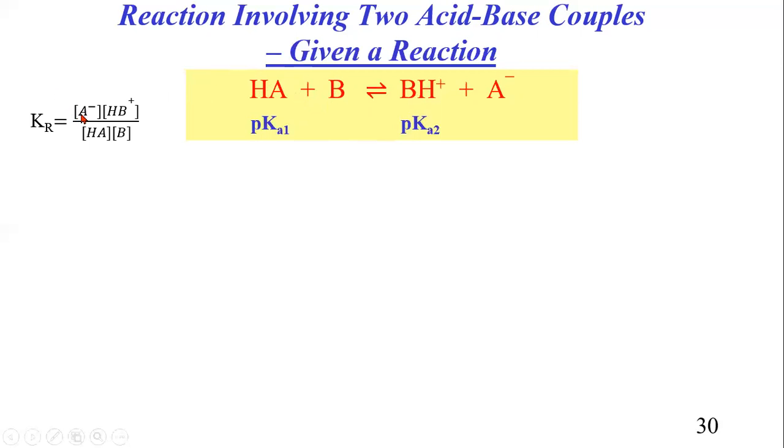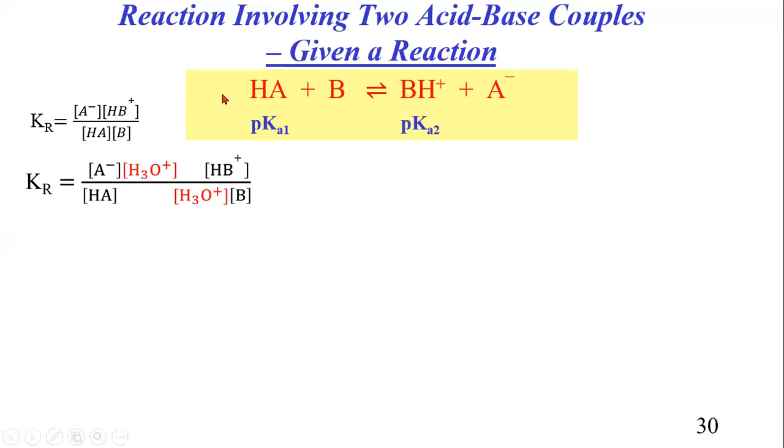This Kr, of course, is still the same equilibrium type, products divided by reactants, so A minus times BH plus divided by HA times B. That's the expression. So we have to derive it from somewhere. I have to get this in the form of numbers. Of course, you can get it if you have the equilibrium concentrations, but you almost never have the equilibrium concentrations. You usually have initial concentrations given.